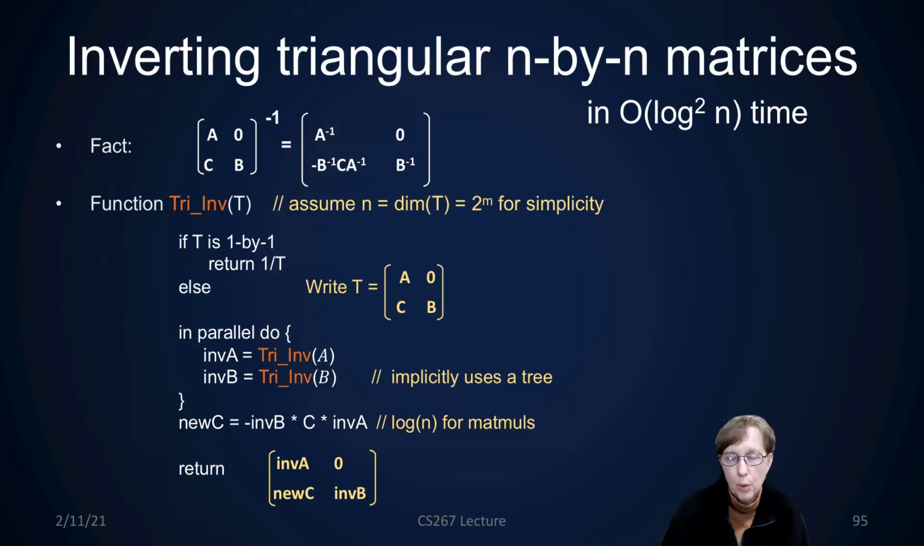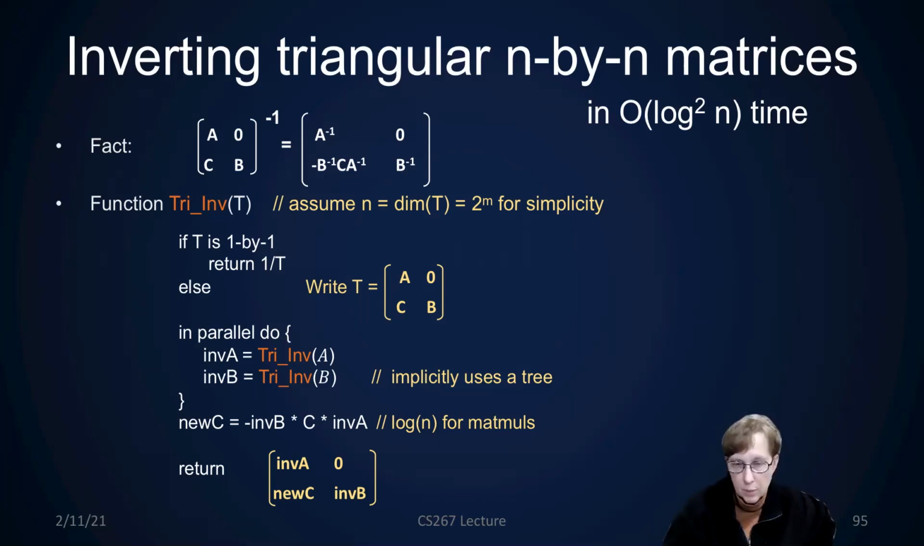And then in parallel, we're going to compute the inverse of A and the inverse of B, both of which are also triangular matrices. And so that can be done with a recursive call here. And we can do those 2 steps in parallel, by the way. And so implicitly, this is going to unfold as a tree. And then we are going to compute this value C prime, which is a matrix, by taking the inverse of B. So this can't be done in parallel, or at least as written, this is done serially after we've computed the inverse of A and the inverse of B.